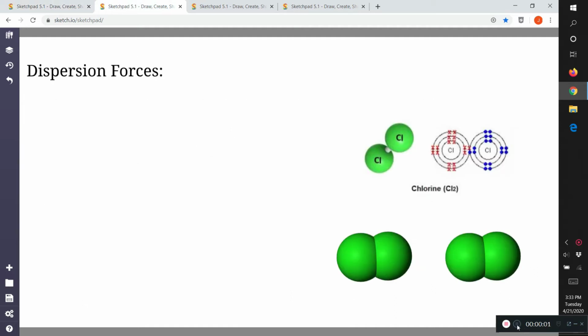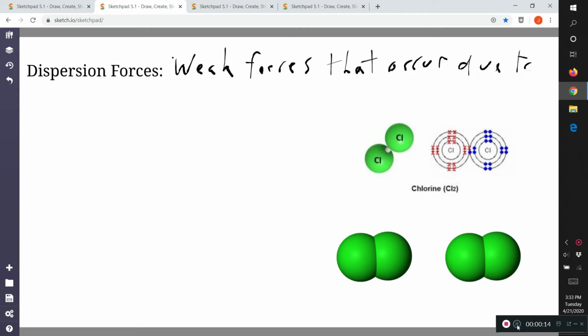First, we're going to talk about dispersion forces. Dispersion forces are weak forces that occur due to changes in electron densities.